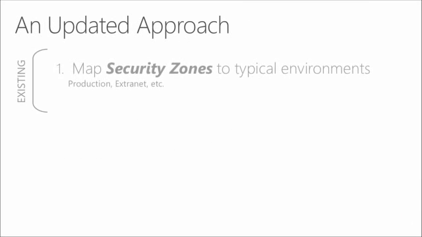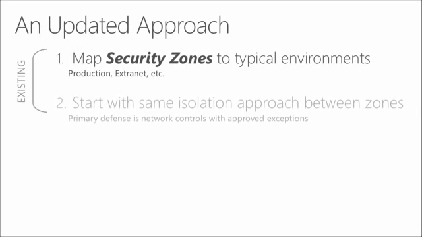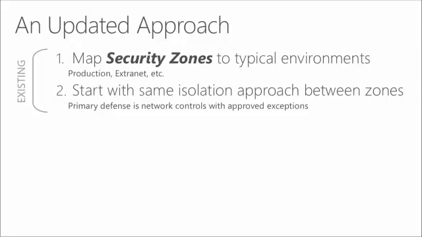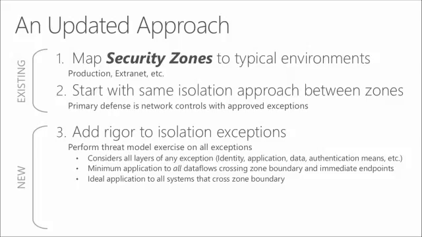So the way that we're approaching this today is we map a term we're calling security zones to what would be a normal typical environment: a production environment, a DMZ, a legacy environment, a PCN SCADA environment, a high-value asset environment, and the like. We'll show those in a moment. We generally start with that same isolation approach, with the primary defense being the network controls with approved exceptions. Now, what we're doing differently is adding rigor to the isolation exceptions.